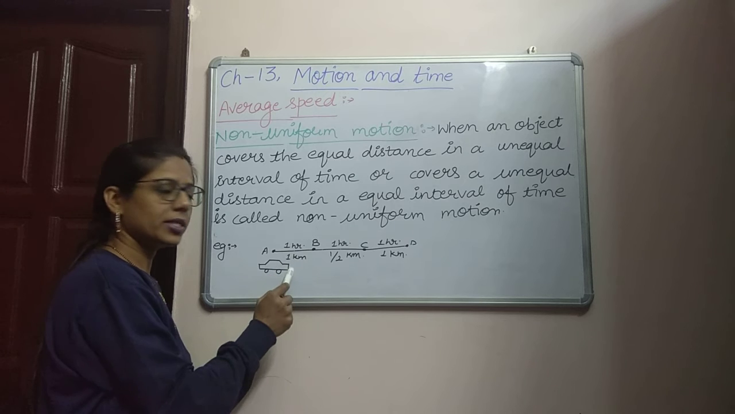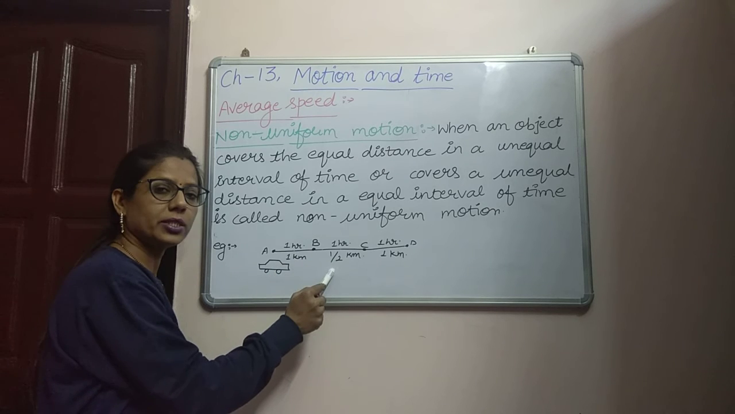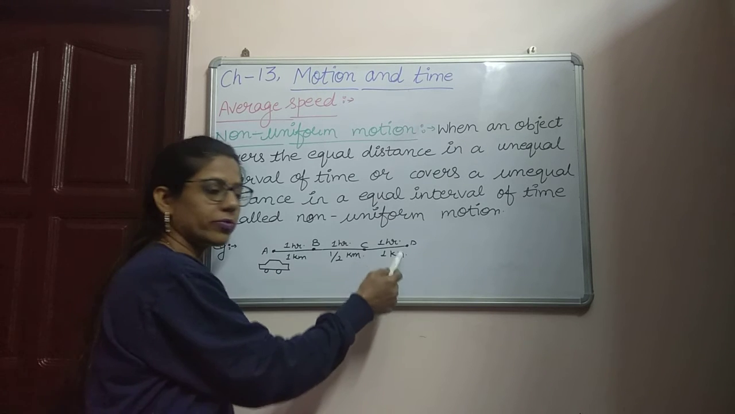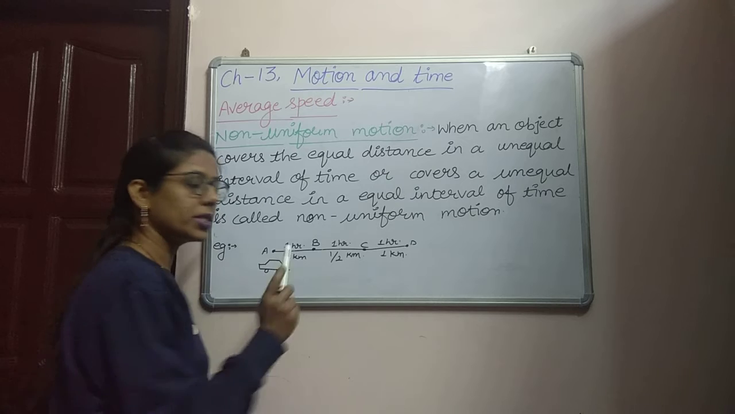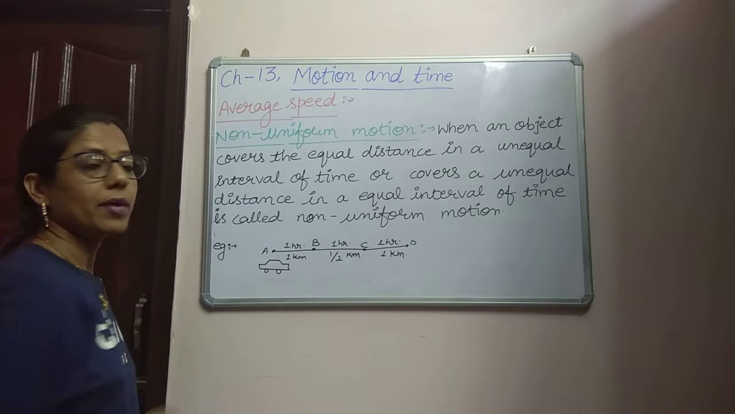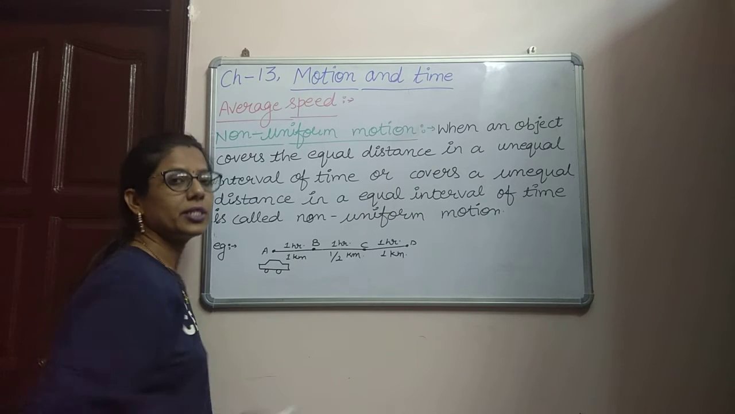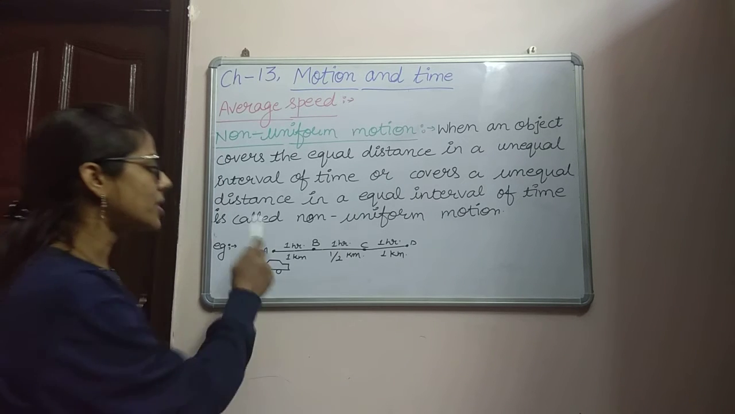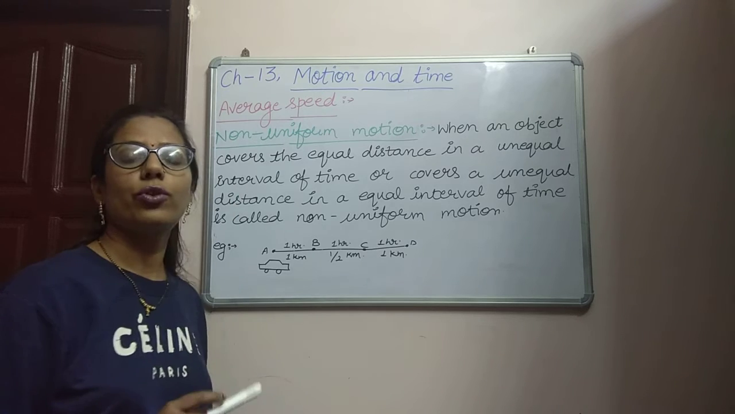In the first 1 hour it is covering 1 kilometer, in the next 1 hour it is covering half a kilometer, and in the next 1 hour it is covering 1 kilometer. It means distance is unequal, but time is equal, because again and again it is taking 1 hour. So this type of motion is known as non-uniform motion.